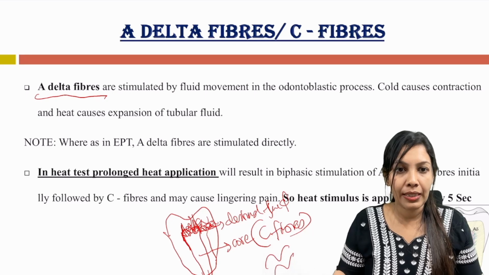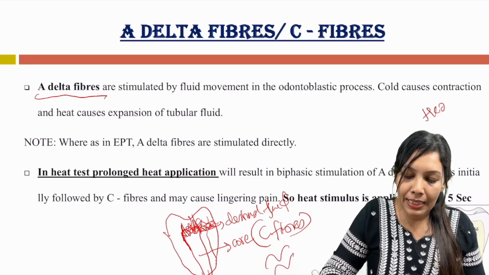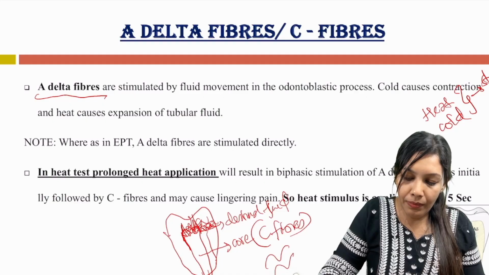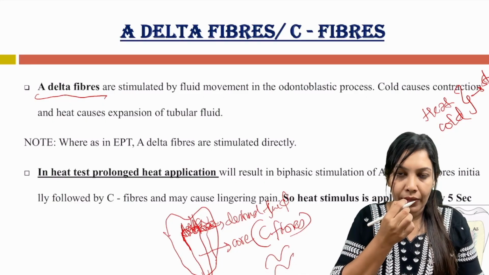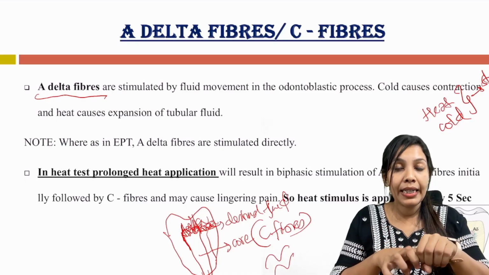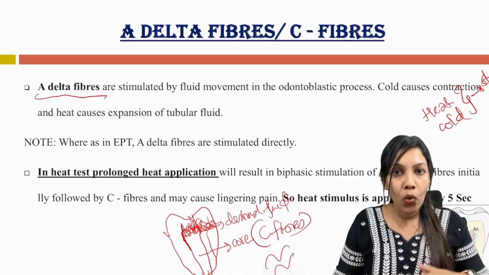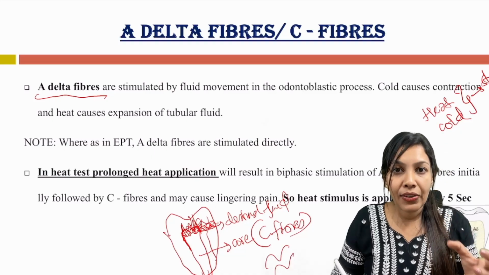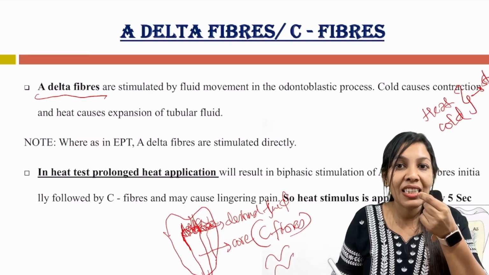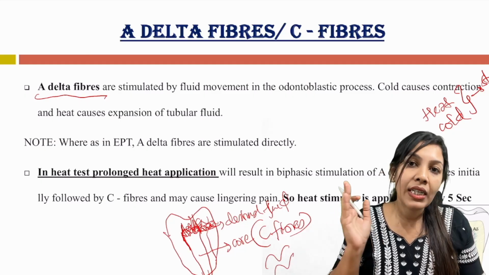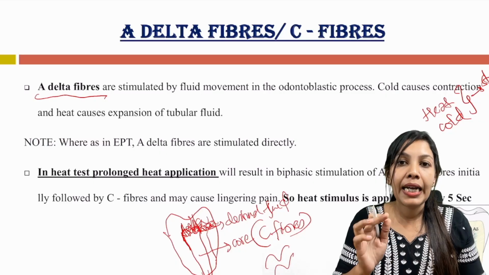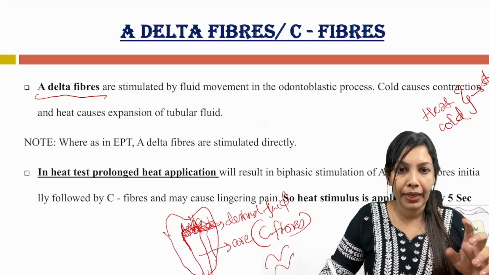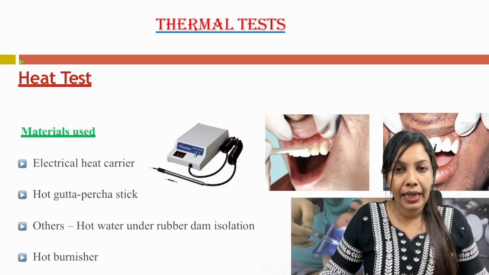Hope you understood, right? Because in heat test and cold test, we apply the stimuli, heat and cold, on the tooth surface. So inside the dentinal tubule there is dentinal fluid, it moves and goes and touches the A delta fiber over here. But in the case of the electrical pulp tester, we apply electricity on the tooth surface. This electricity goes and directly hits the A delta fibers that are seen on the junction of the pulpodentinal complex, right? So that was about A delta and C fibers.